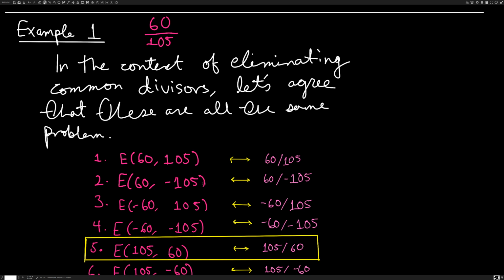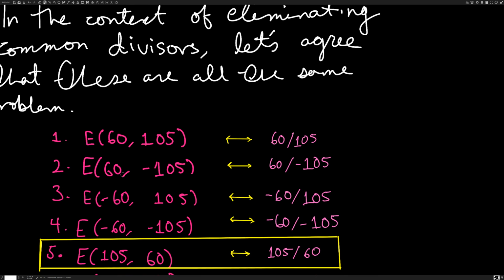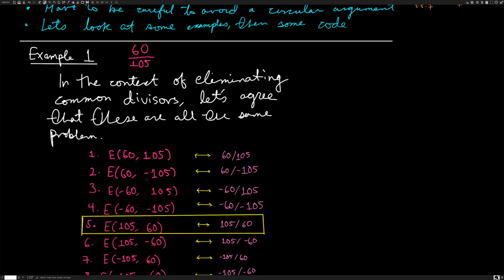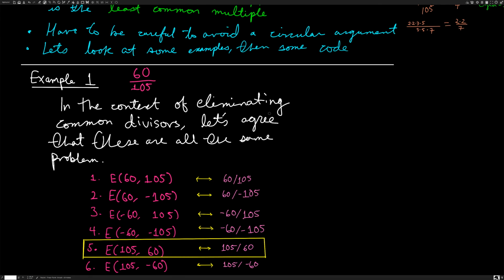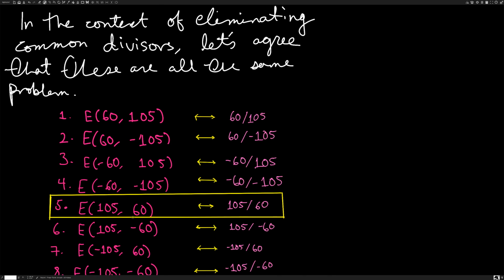First thing is we don't care about signs, okay? So 60 and 105, 60 and minus 105, minus 60, these are all the same problem in terms of eliminating common divisors. So that's what I mean by the negative numbers really play no essential role here. All we really care about is the positive or non-negative part of the number, okay? And also, we don't care about the ordering. So the greatest common divisor of 60 and 105, or the Euclid number, I should say, is the same as the Euclid number of 105 and 60.